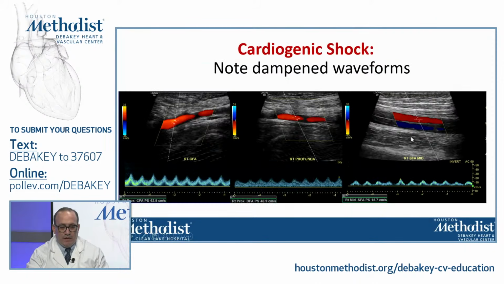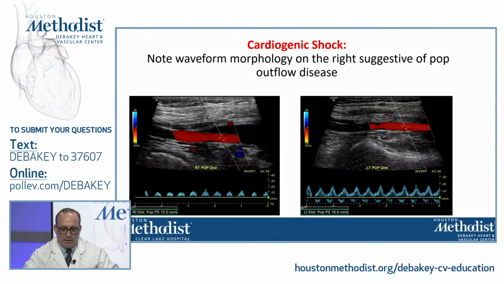What do we see with heart failure? Notice cardiogenic shock waveforms. They look almost like pulsatile venous waveforms in a way, like sort of very disturbed waveforms. So low amplitude waveforms, you lose your phasicity. It's almost a biphasic waveform.